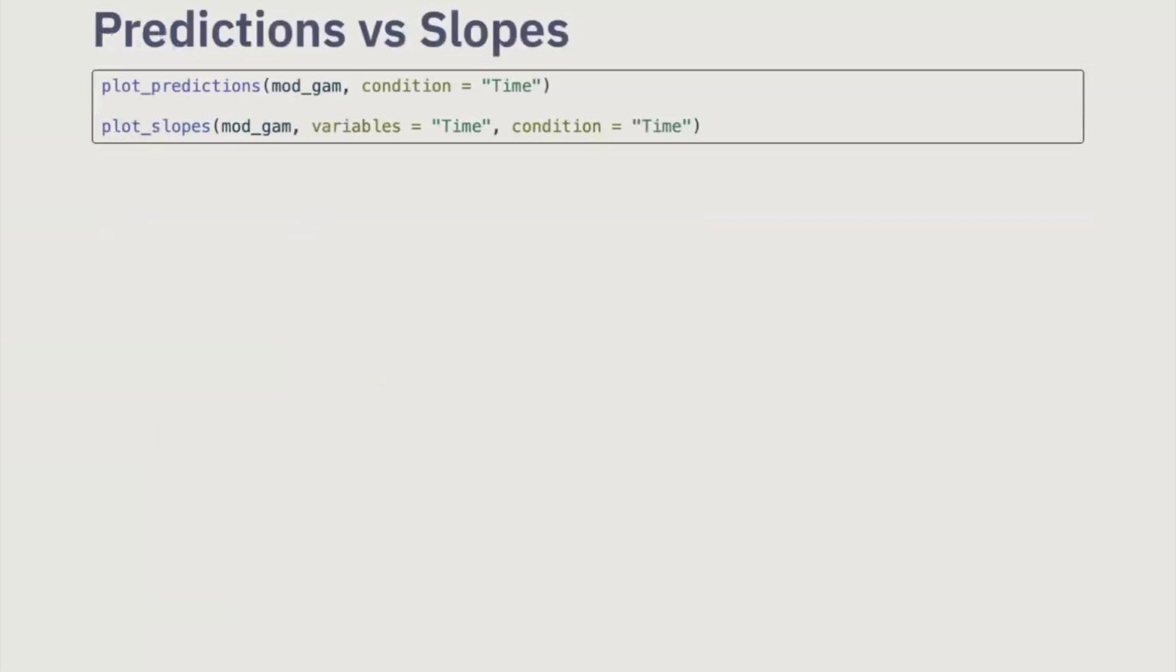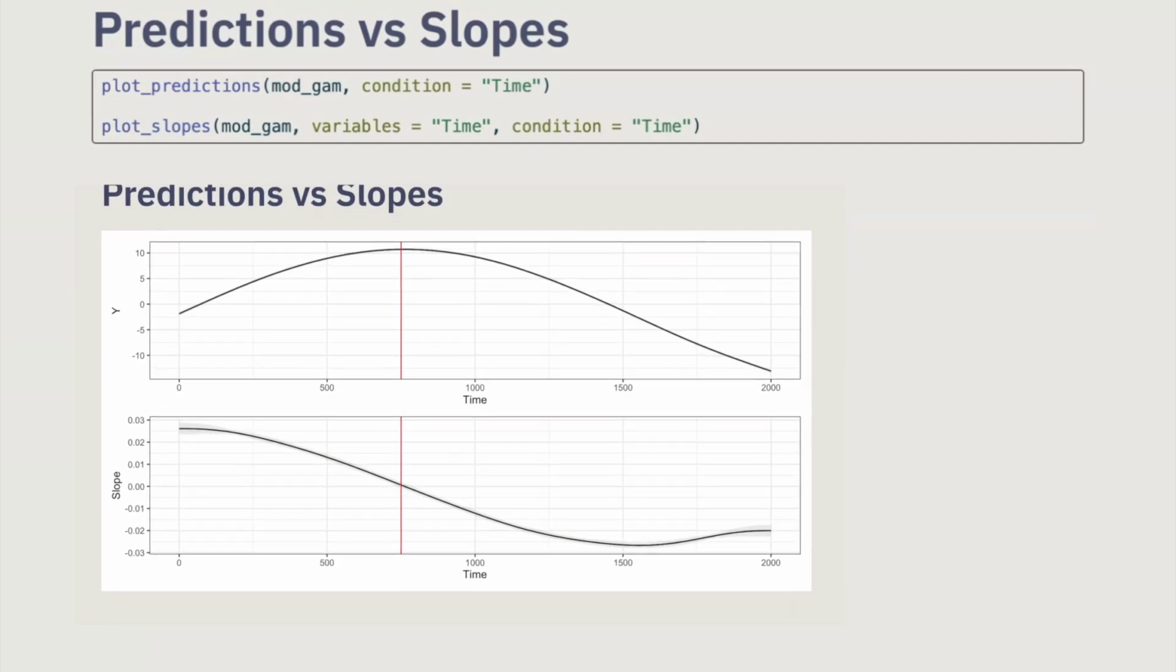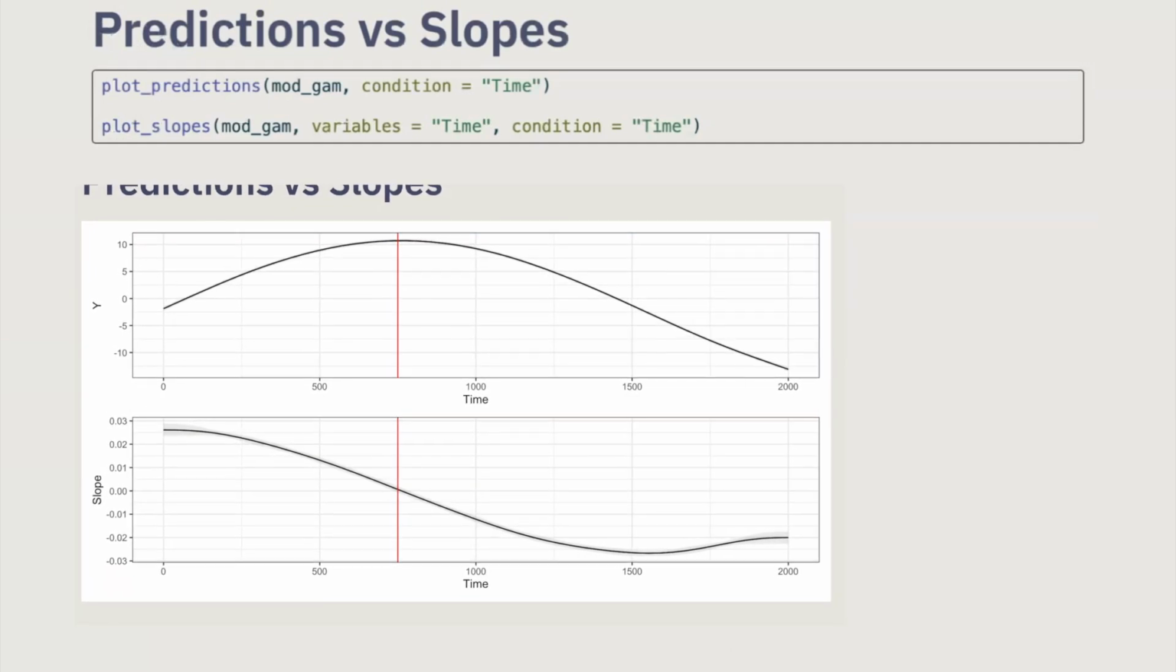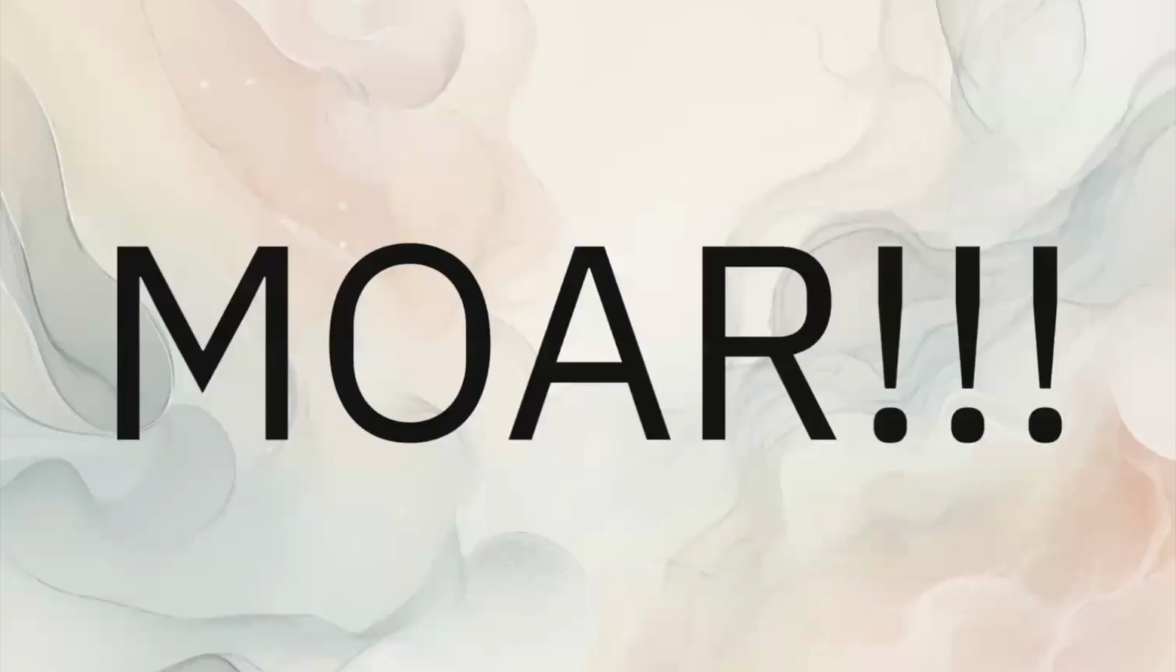And then we can plot predictions versus slopes. I've shown you the plot predictions function already, but there's also a plot slopes function, which gives you, I don't have it. All right, my slides are broken. These two plots are beautiful next to each other. Believe me, I'll try to paste it maybe in post. All right, so that's it.